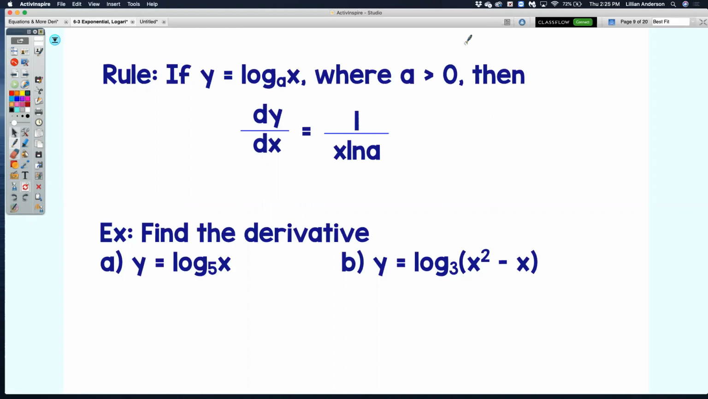The derivative of that is 1 over x ln of a. So the derivative of a log turns into 1 over x ln of a. Again, this is in your reference booklet, just like the derivative of ln of x, which is 1 over x, is in your reference booklet as well. Okay? I'll let you know which ones aren't in your reference booklet, so you know we have to know them. Which, to be honest, is not many.